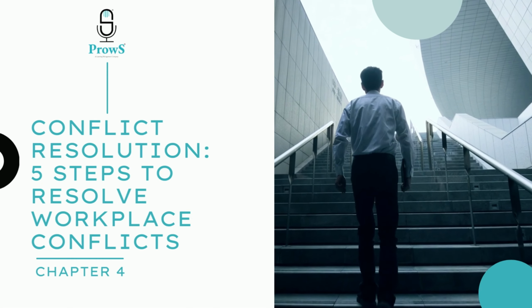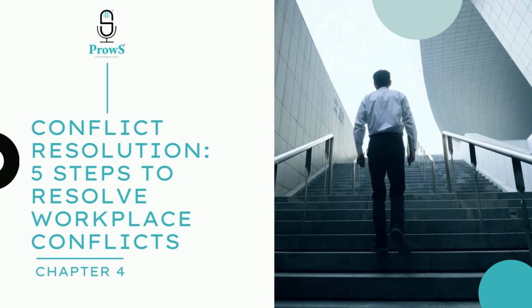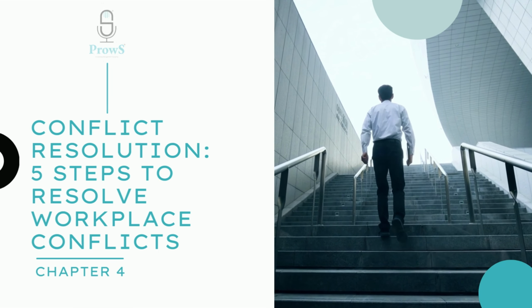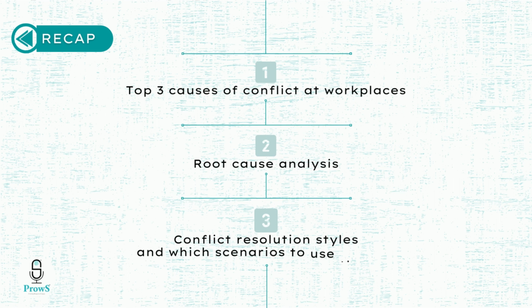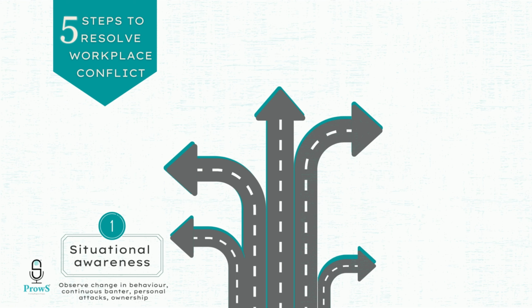In this chapter, we bring together all the learnings from the previous ones and simplify it as a 5-step approach to resolve conflicts. So far, we have covered the top 3 causes of conflict, root cause analysis, and conflict resolution styles. Let's look at the 5 steps and then a case scenario to understand its application. The first step is situational awareness.